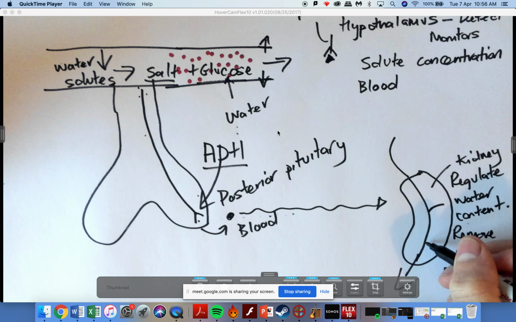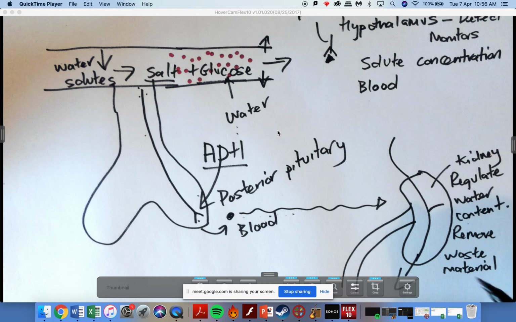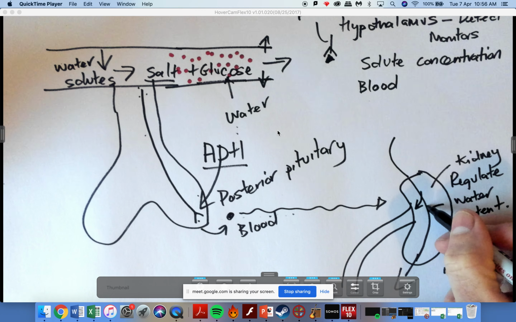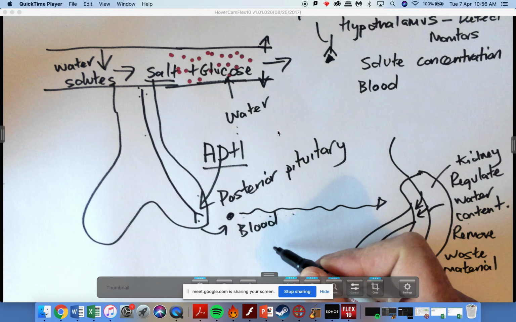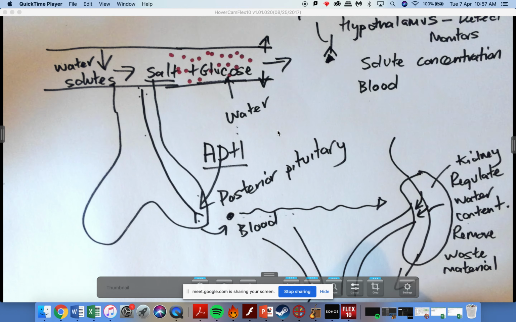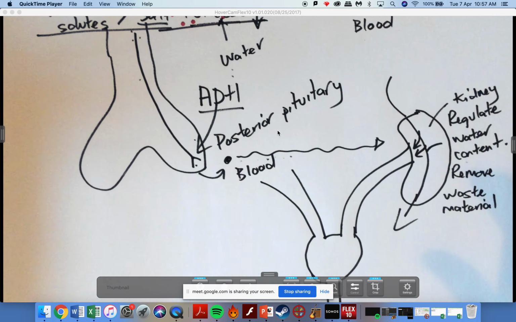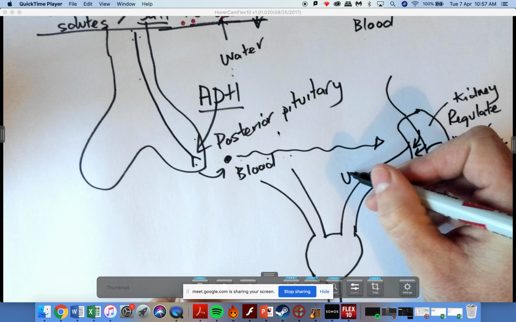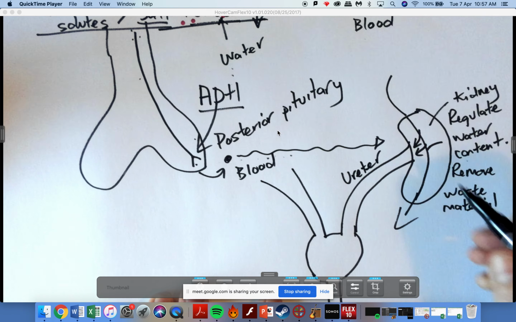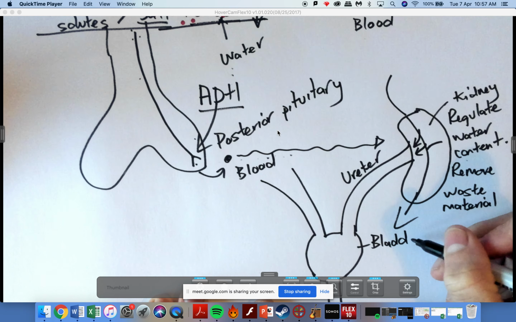take the water out, and it will pool it. So if there's too much water, it's going to take the water out of the blood, and it's going to pool it and send it towards the bladder. You've got two kidneys. So its job there is to regulate water content by allowing some of it to go down the ureter, and then go to the bladder, and then you would urinate it out.